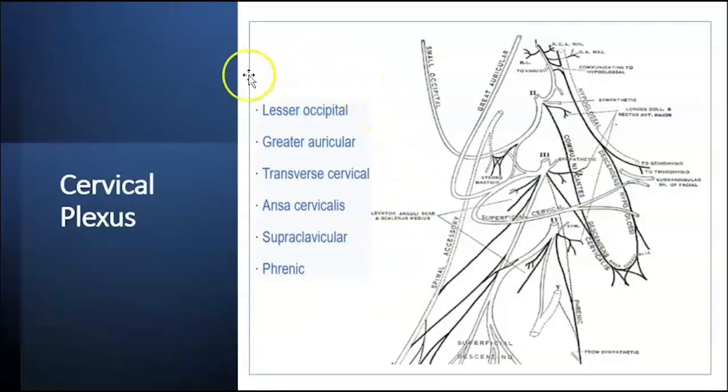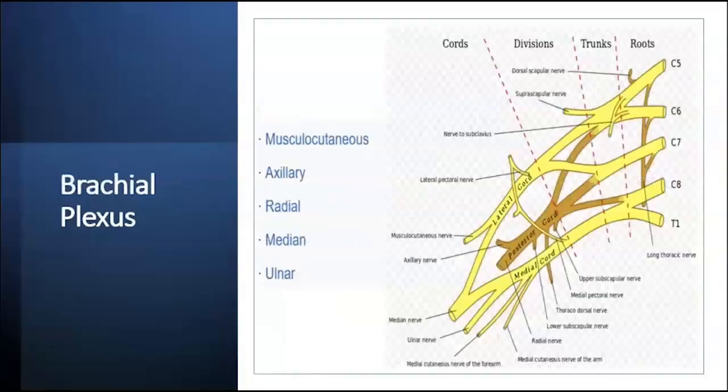These are the branches. We have lesser occipital, greater auricular, transverse cervical, ansa cervicalis, phrenic nerve right here, and supraclavicular nerve. Phrenic nerve is very important because this nerve is going to help you move your diaphragm, and we use the diaphragm for breathing. The brachial plexus is going to have branches as well. You have musculocutaneous, axillary, radial, median, and ulnar. Very important nerves. These ones are the nerves that are going to help you move and feel with your arms.